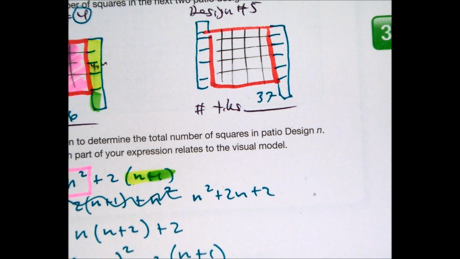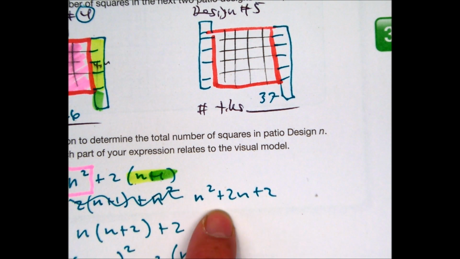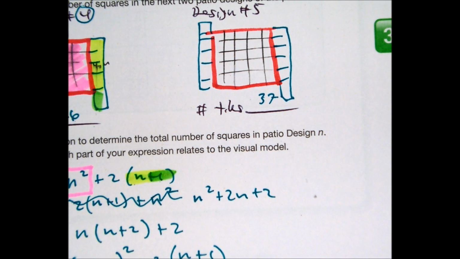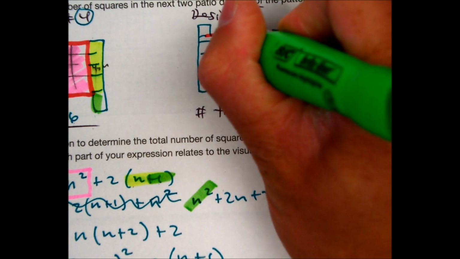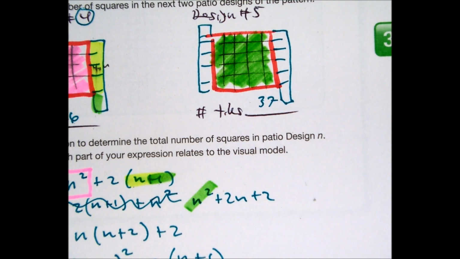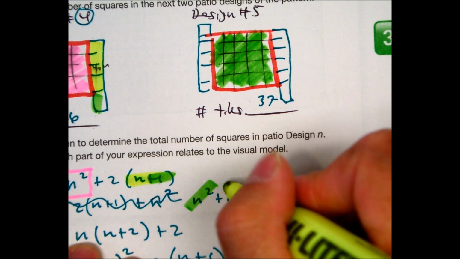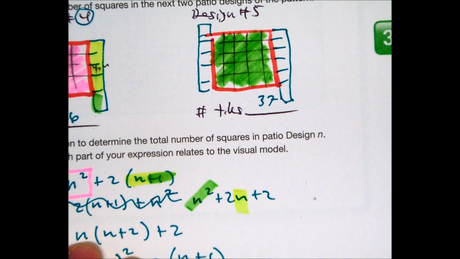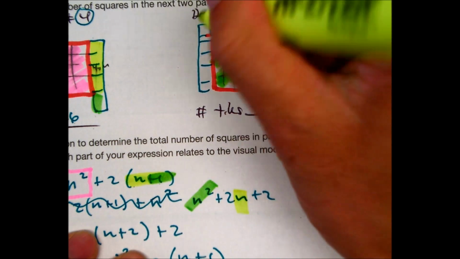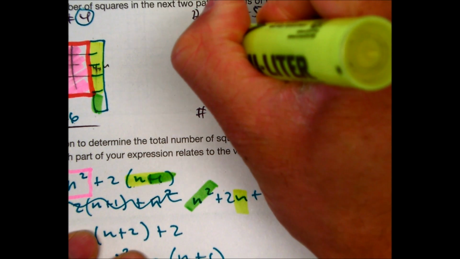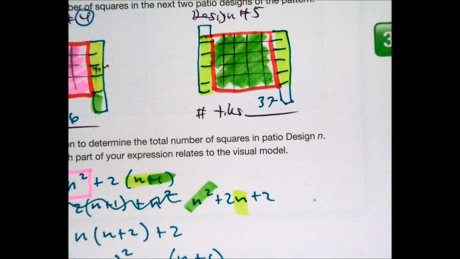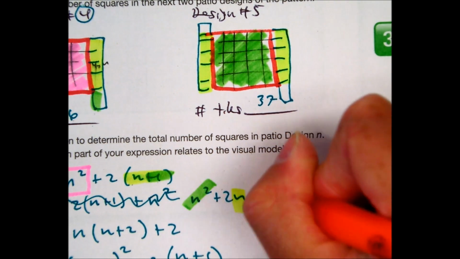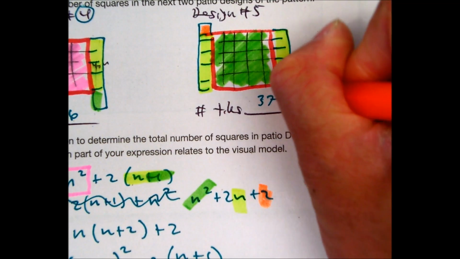Alright, Chantel. Chantel is going to explain to us where n squared plus 2n plus 2 is, and she's going to use design 5. You can use any design, right? Alright, Chantel. N squared is the original box. The red box? Yeah, I like that. 2n is the 5 on each side. 5 on each side? Yeah. So there's 2 of them. Uh-huh. And then plus 2 is the 2 extras, the exits. Good job.